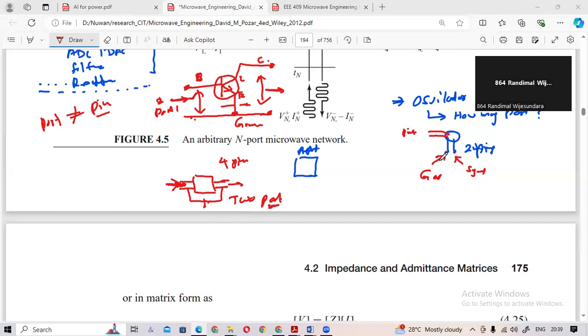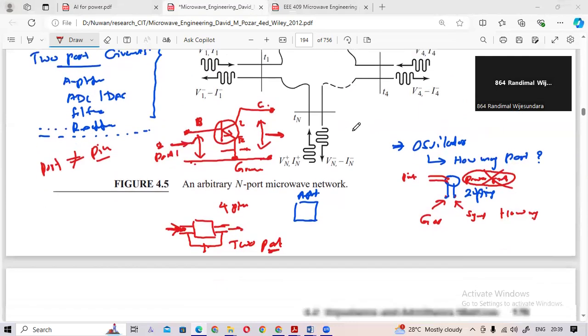Anyway, if we have to provide power, that is not considered a port. It is a power port. Here we are not considering the power ports. We are only considering signal ports. So how many signal ports does an oscillator have? Only one, no? So it is a one port circuit or one port network.